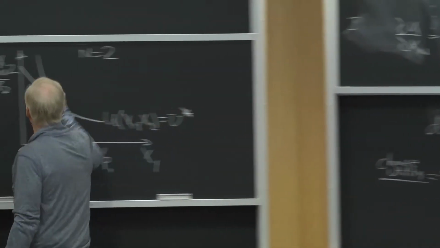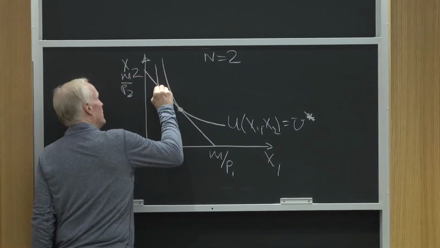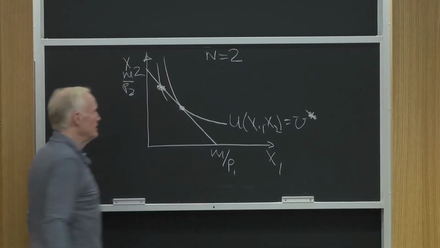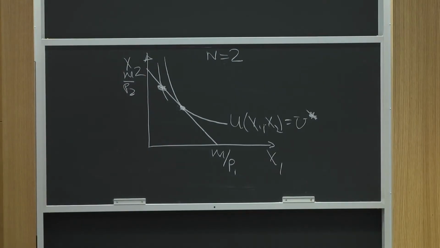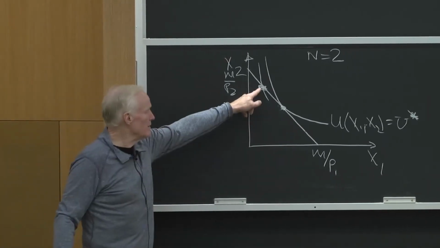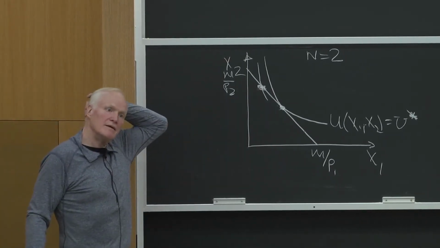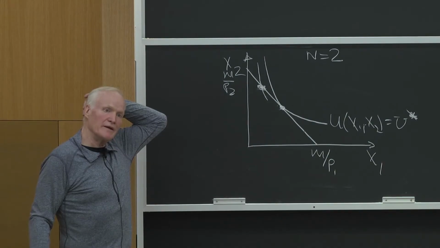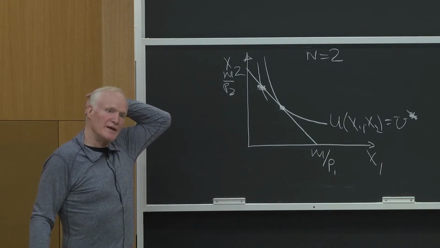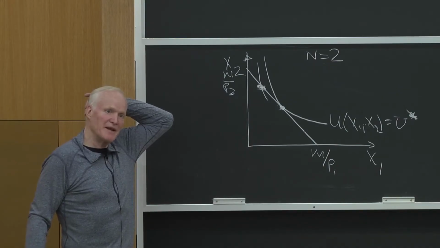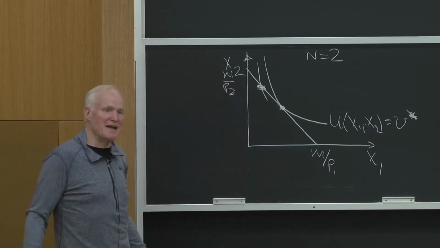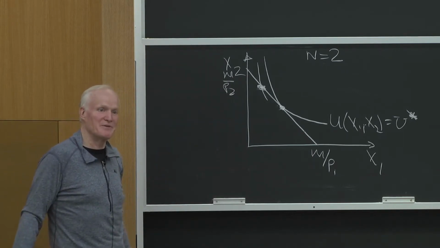And I can think about what's wrong with that point. Why is that not a good point? How would you explain what's wrong with this point here? You could spend the same amount and get more utility. Okay, that's one way. But that's kind of like saying it's not maximizing. That's what it means not to be maximized. It's not the best point because I can get something better. That's what you told me.